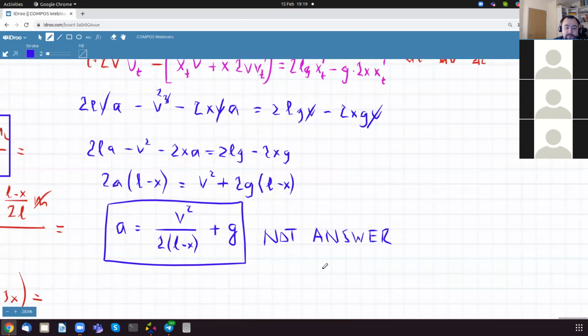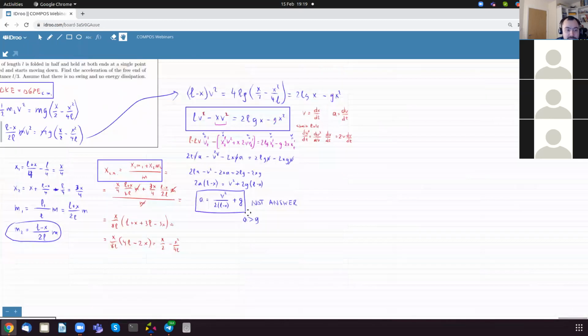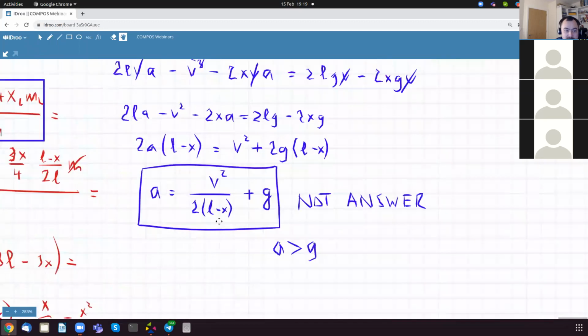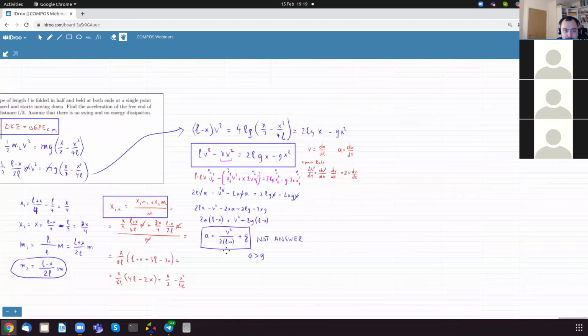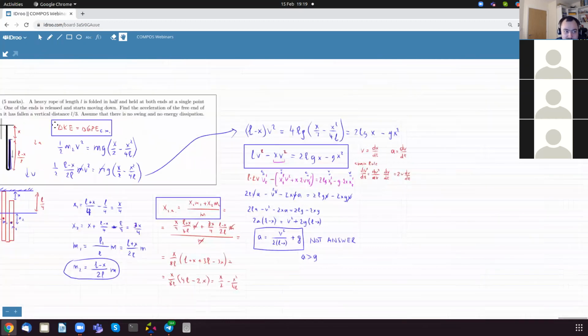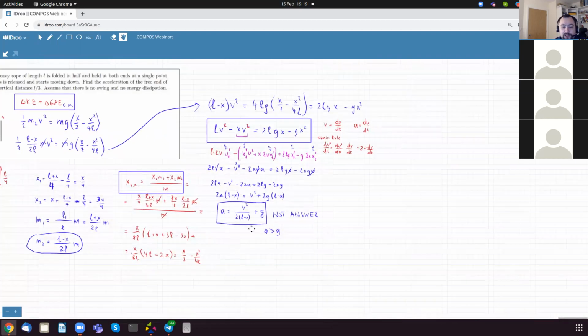Not answer. However, we can see that acceleration is greater than g. That's a very important result. And what you need to do is find v and plug it into here. And that will give you the acceleration. And then you substitute the distances. So I'm not going to go any further with this question.